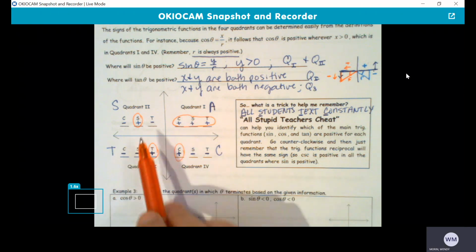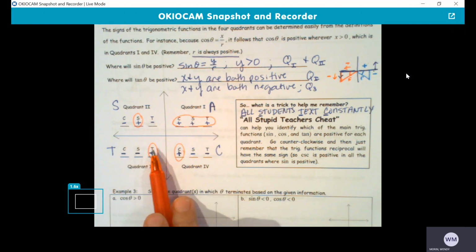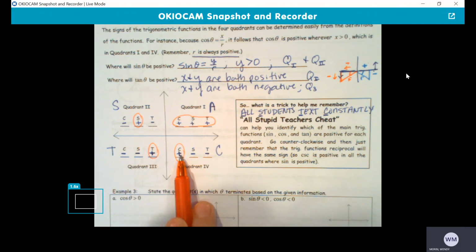Now, having said that, when you flip over sine, you get cosecant. If sine is positive, so is its reciprocal. If tangent is positive, so is its reciprocal. If cosine is positive, so is its reciprocal. Everything else will be negative. Okay? So very, very important for what we're going to be doing in the near future.